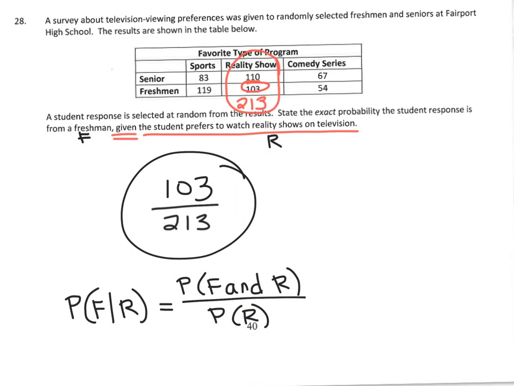So let's think about this. When we look in the table, freshman and reality. Here's freshman and here's reality. If you follow freshman over to where reality meets, that's 103. And that's what we put on top of our fraction. And then the bottom is the probability of R. So we're actually really just finding the number of people who prefer reality shows. So the number of people who prefer reality shows here is 213. So that's in our denominator. Okay, so this really just follows the formula.